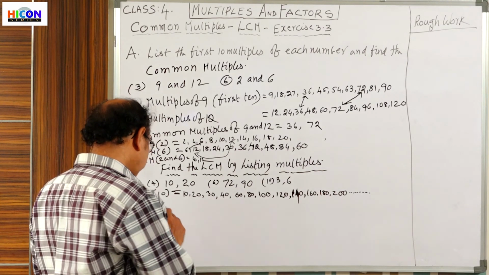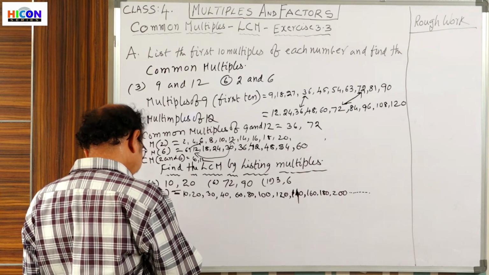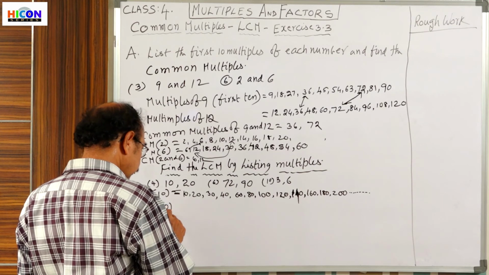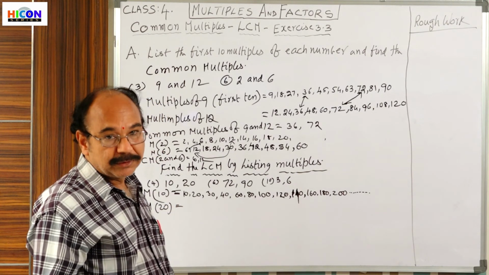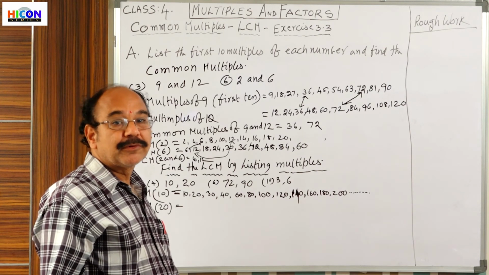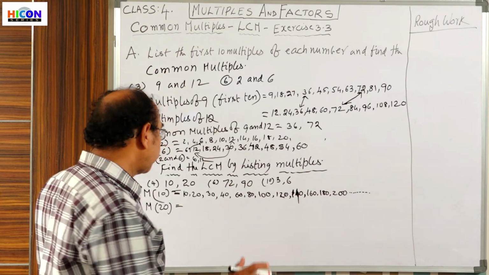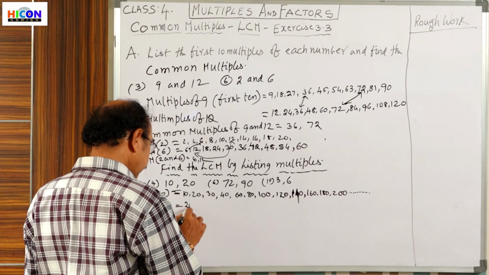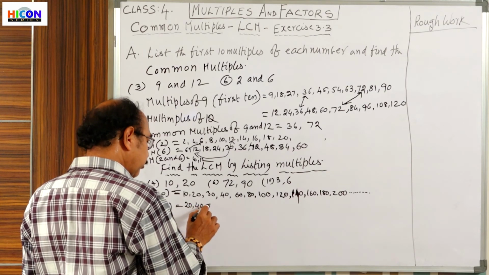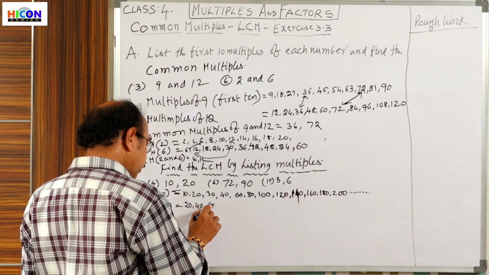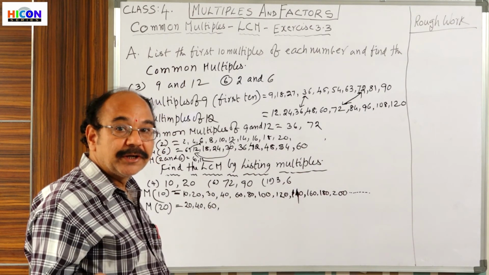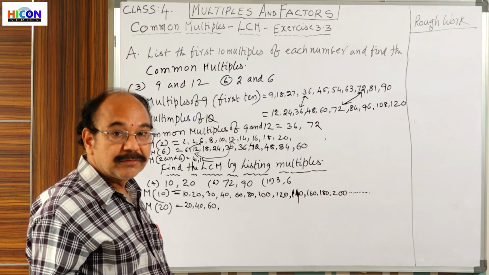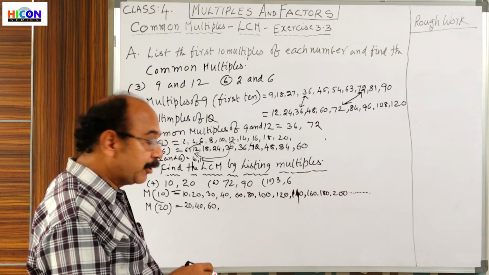Okay now, next one, multiples of 20. Multiples of 20 means you read the 20 table. Multiplication of the 20 table, read and write. 20 ones are 20, 20 twos are 40, 20 threes are 60. Just by adding 20 to the before number, you can continue.